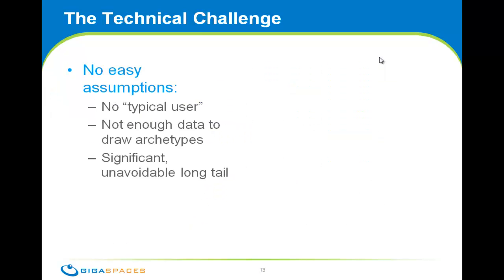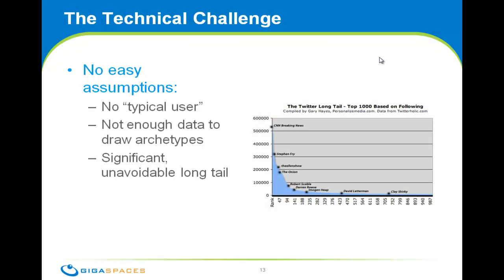Finally, we have the question of assumptions. It's very, very hard to quantify a typical user. There's a very prominent long tail effect in play here. Some users may have 100 followers, some of them may have hundreds of thousands or even millions of followers. There's very little research data because the whole thing is so new that it's practically impossible to draw user archetypes.